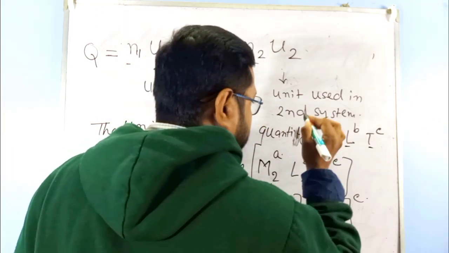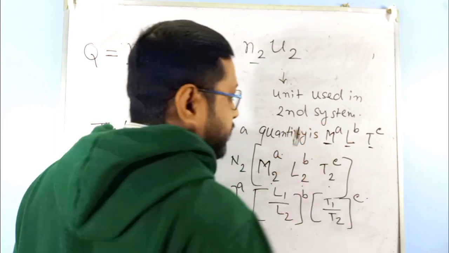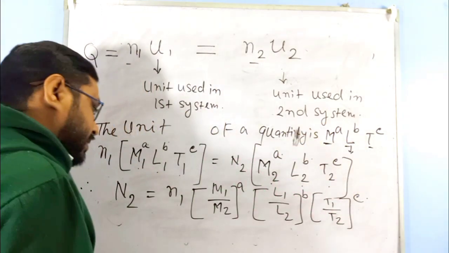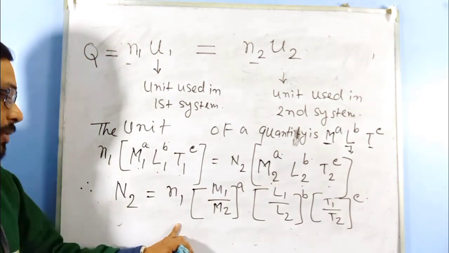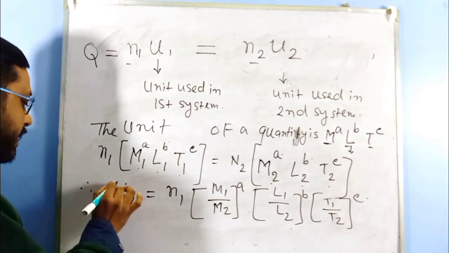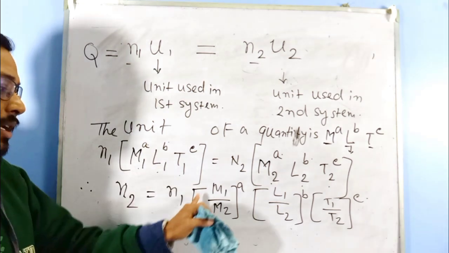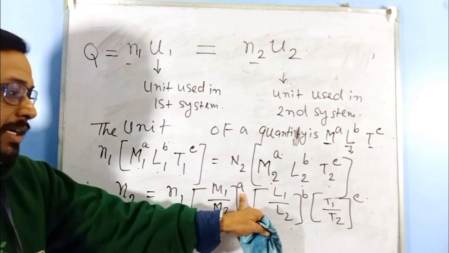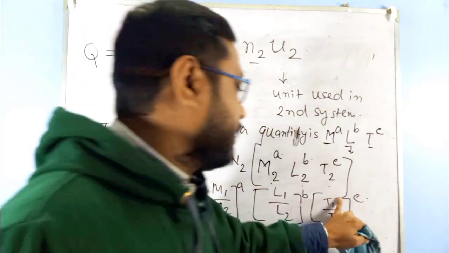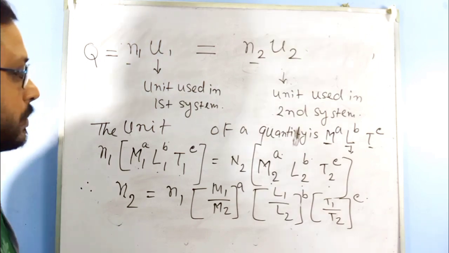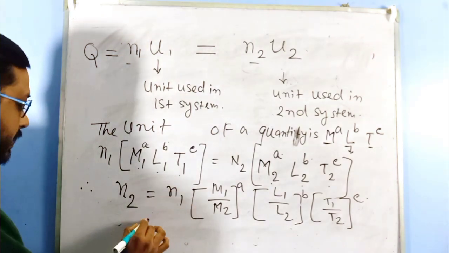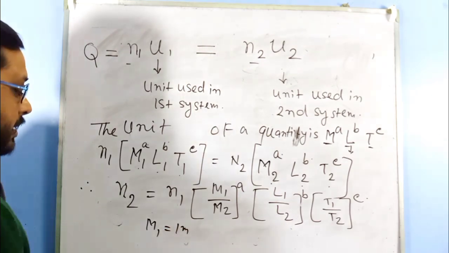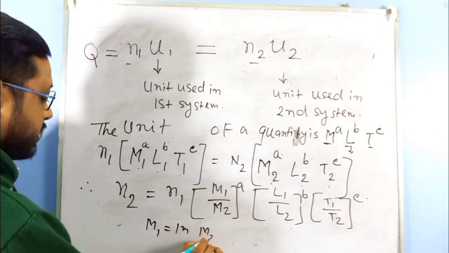Suppose it is in SI unit, that is the mass is kilogram, length is meter and T is second. So this is the formula you can write down: n2 is equal to n1 (M1 by M2) to the power a, where a is the value of the power, (L1 by L2) to the power b and (T1 by T2) to the power c, where M1 for the SI system is 1 meter, M2 is for the CGS system, that is 1 centimeter.